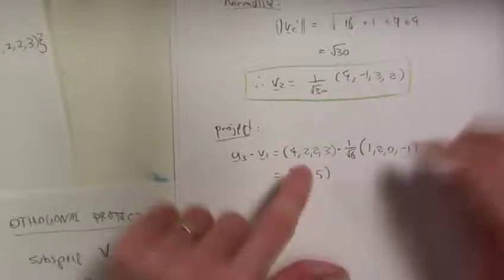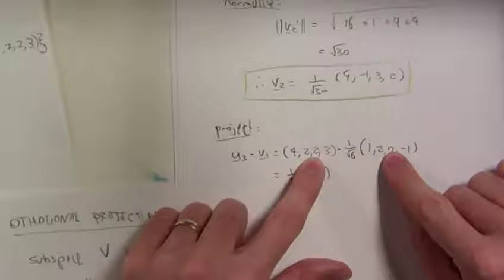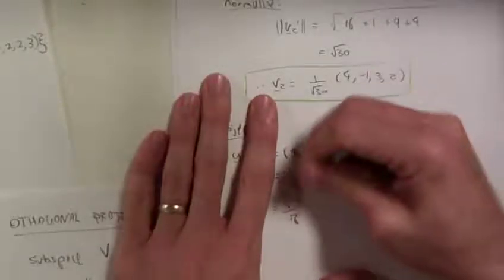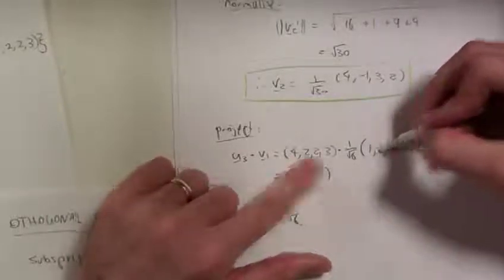Okay, I think that's right. 4 plus 2 plus 0. Crap, 4 plus 2 is 6. No, it's 4 plus 4. 4 plus 2 times 2 is 4 plus 4, which is 8. Minus 3 is 5. Yeah, okay, good.